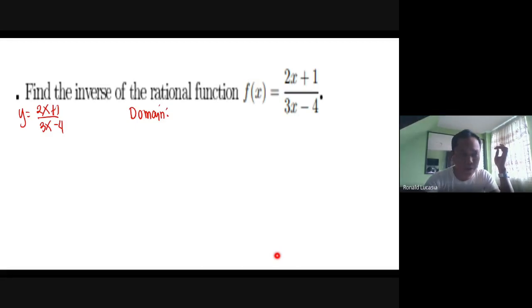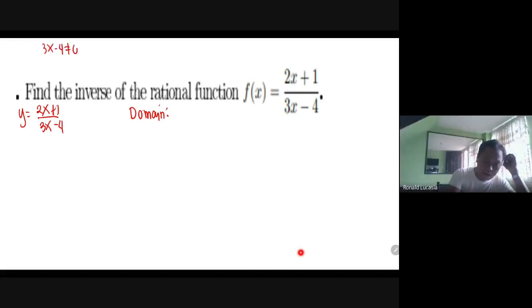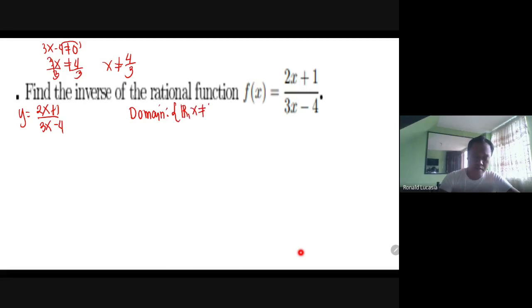I think someone is raising a hand. John Mark. Sir, 4/3. That's correct. So you won't be confused, say 3x minus 4 should not be equal to 0. Solve it, and then 3x must not be equal to 4. Divide both sides by 3. So x should not be equal to 4/3. All values of x are possible except 4/3. So the domain is the set of real numbers such that x must not be equal to 4/3, because 4/3 will make the function undefined.